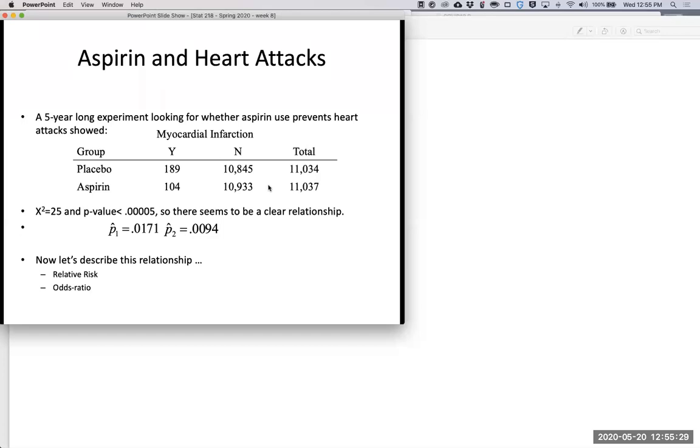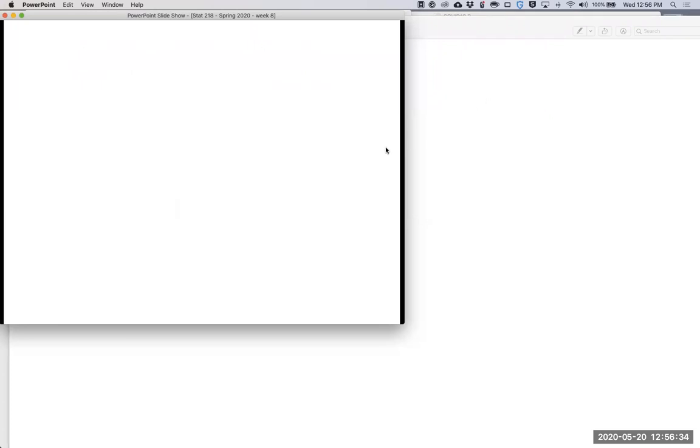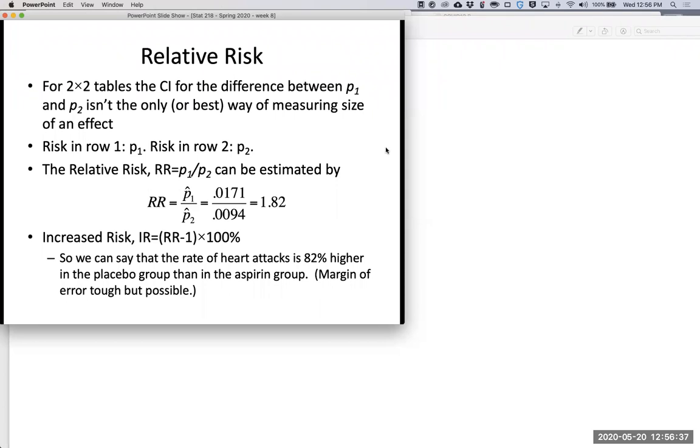Let's try a slightly different approach, a relative risk, and then an increased risk, and then an odds ratio. So let's get after the relative risk first. We're going to define the relative risk the following way. If I tell you the risk in the first row and the risk in the second row, you could say, aha, I'll take a ratio of those two numbers. The relative risk is the ratio of the two rates.